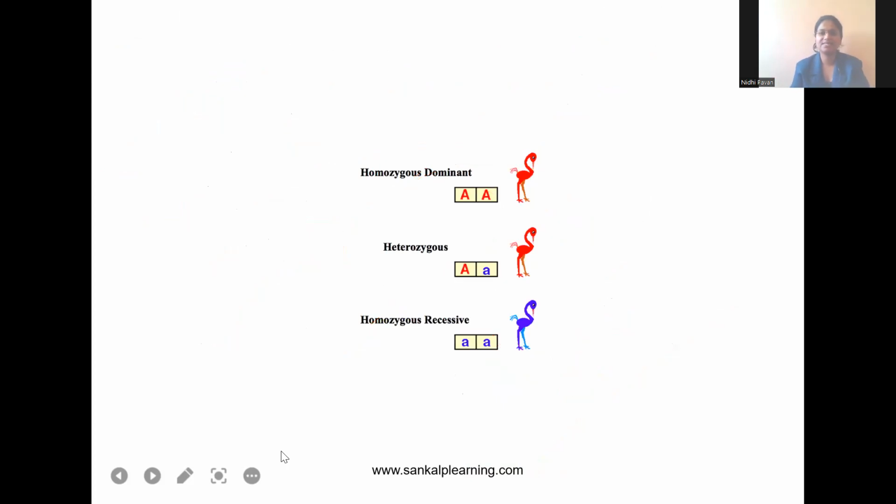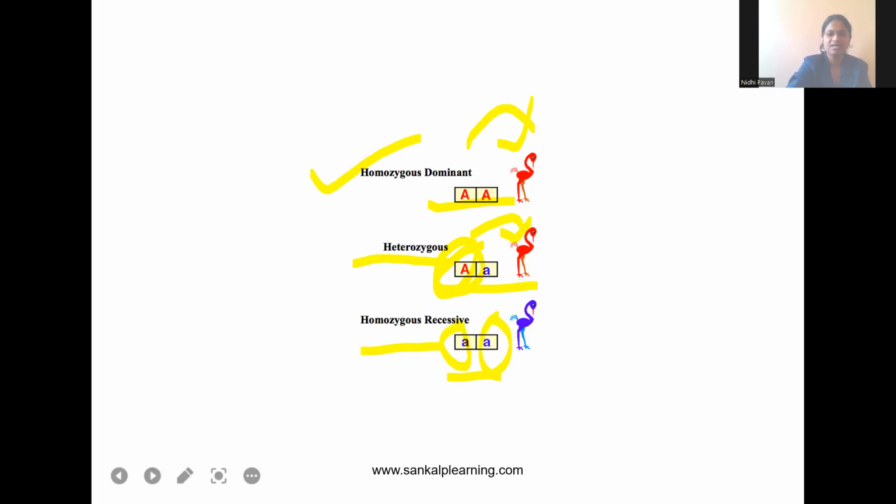Here you can see this is homozygous dominant, AA. Heterozygous, Aa. Here also the expression of A, we can say red color, is expressed. Homozygous recessive means small a, small a. Homozygous, same, recessive, aa, that is blue color. So this is regarding homozygous condition, dominant alleles, recessive alleles, and heterozygous condition.